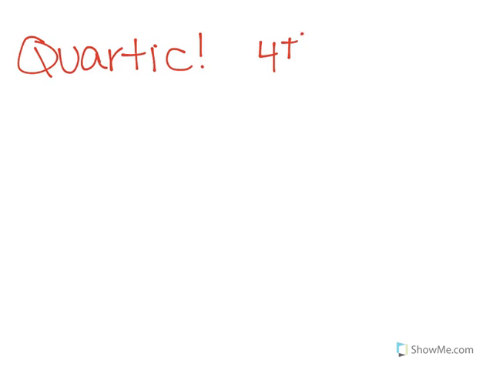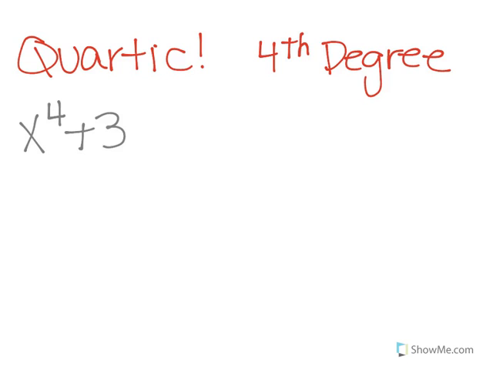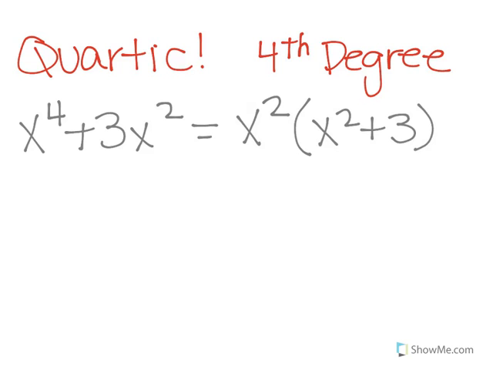Okay, so now we're going to factor quartic functions. Okay, quartic, so 4th degree. So we're going to factor the same 3 ways. We're going to factor it with GCF, the short method, and then by grouping. All right, so if I gave you x to the 4th plus 3x squared, you would see that there's a GCF of x squared, and you can pull it out. And this would be your final answer.